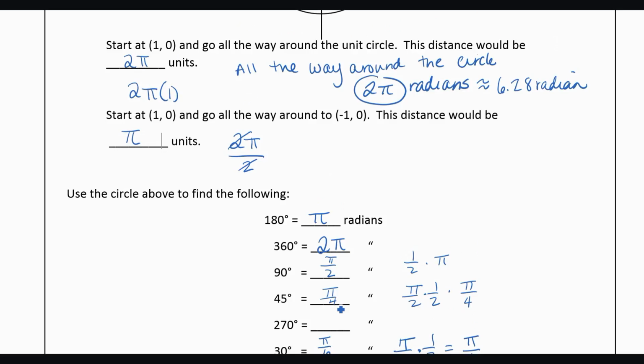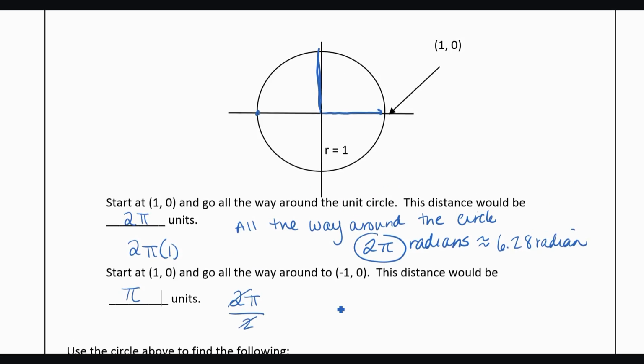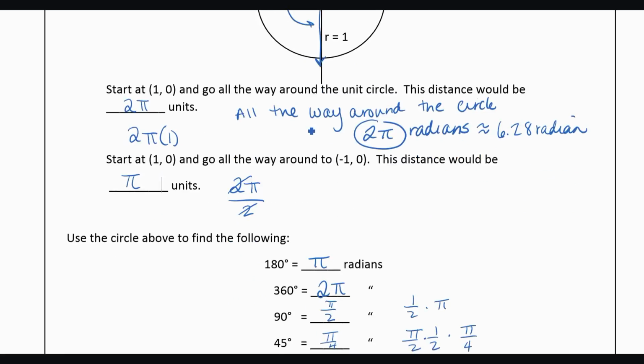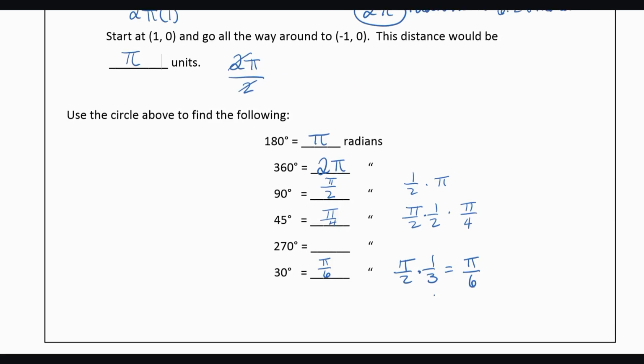Okay, and let's look at 270 degrees. So 270 degrees is if we come all the way around this way. So we actually have 3 times 90 degrees. So if we take the 90 degrees, pi over 2, and multiply it by 3, we would get 3 pi over 2. So 270 is 3 pi over 2 radians.